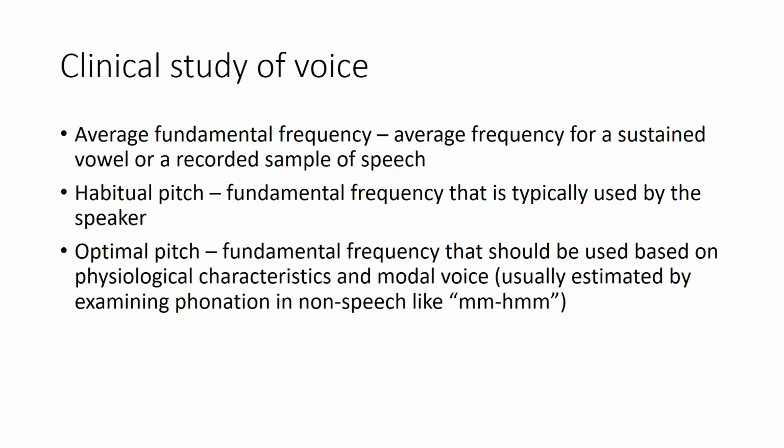In looking at somebody's use of their voice, their habitual pitch would be the fundamental frequency that the person typically uses in speech tasks, something around their average fundamental frequency. This may not actually be their optimal pitch given their physiology. Optimal pitch is the fundamental frequency that someone should use based on the physiological characteristics and a modal voice quality. You can sometimes get an idea of somebody's optimal pitch by having them do phonation, but in a more non-speech-like way. Like in saying something like mm-hmm, or having them hum.